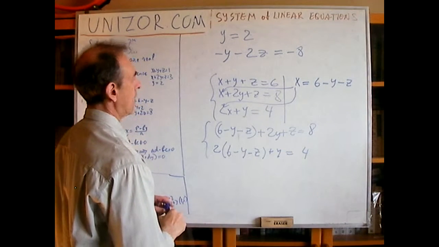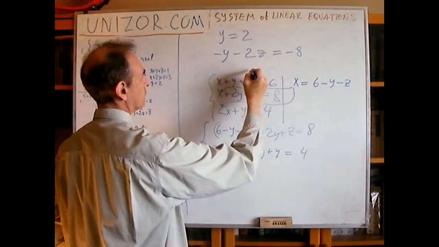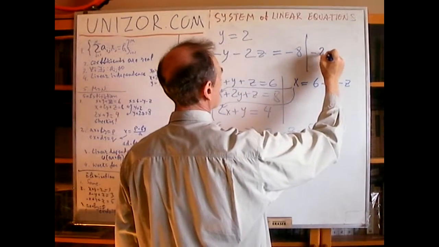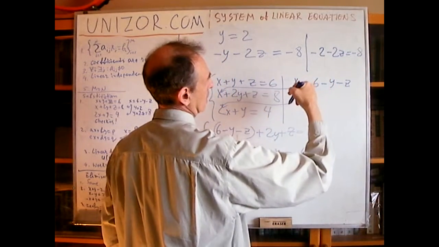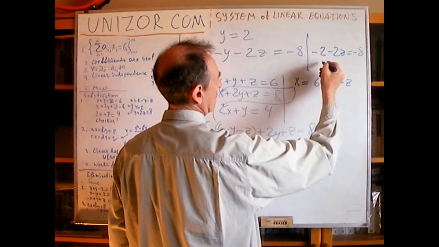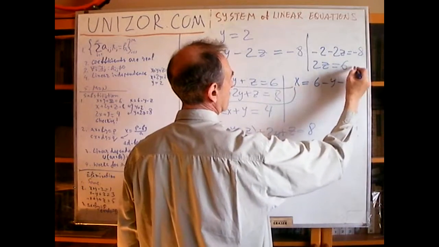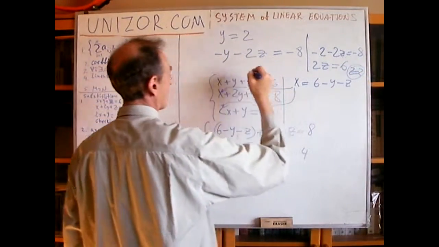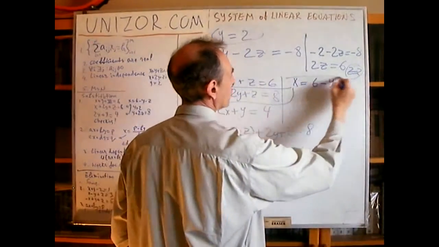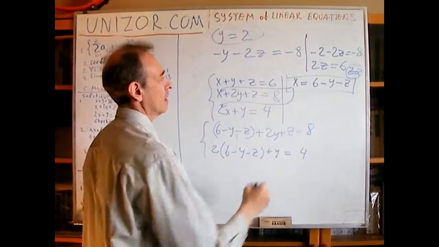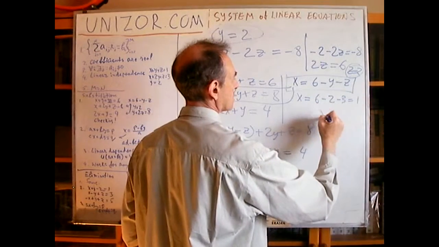Okay, now, obviously we can substitute this 2 here, and we will have minus 2 minus 2z equals minus 8, or 2z goes there, 8 goes there, it's 6, z equals 3. Okay, so we have y equals 2, z equals 3, and now using this original substitution, we can say that x is equal to 6 minus 2 minus 3 is equal to 1. So x is equal to 1.